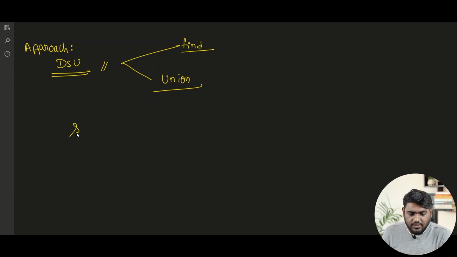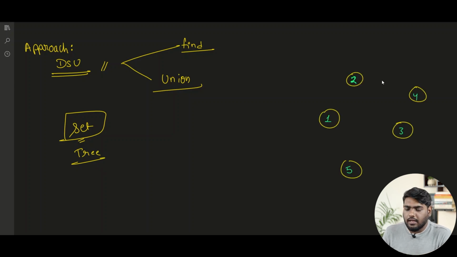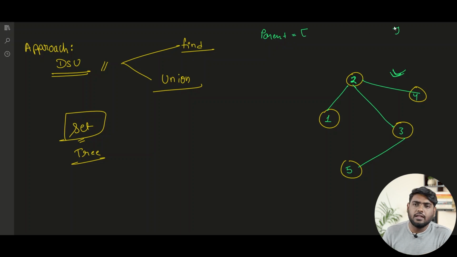We make up sets, and the set is in form of trees. What am I saying? Let's see. Assume these are a bunch of nodes that are given, and they do have some edges here. Correct. Now, if we need to create a DSU out of it, what do we actually need to do? Let's say you have two more data structures. Let's go with parent first. So parent is going to be an array that you have to make. What will it be doing?